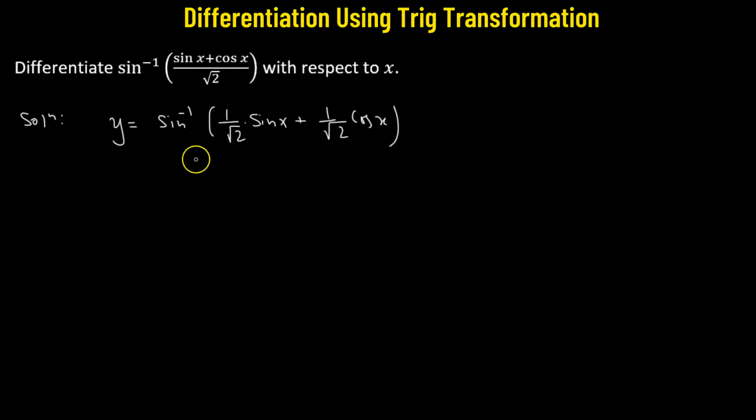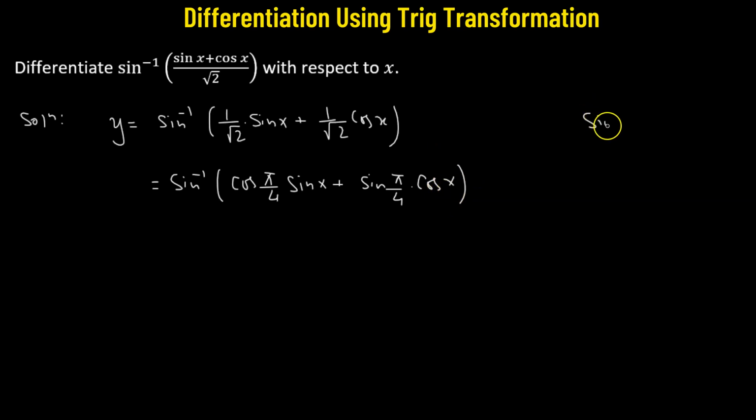Now here what we'll do, we will replace 1 over square root of 2 with, let's write it down, cosine of pi over 4 times sine x plus the 1 over square root of 2 in the second term as sine of pi over 4 times cosine of x. Now because we know that sine pi over 4 equals 1 over square root of 2, and this is also equals to cosine of pi over 4.